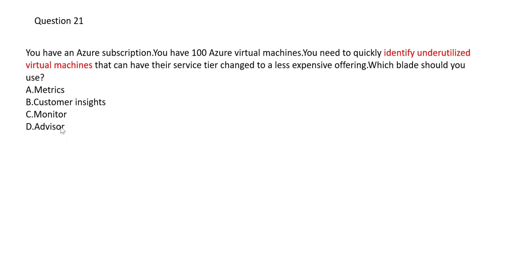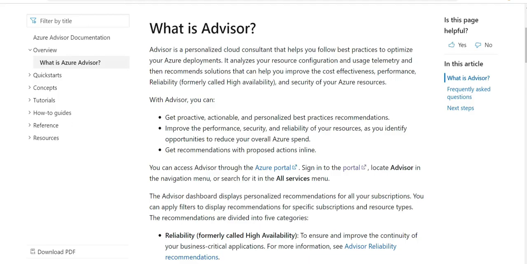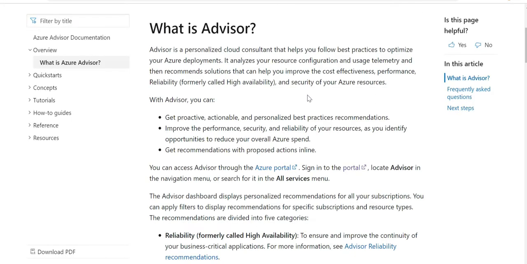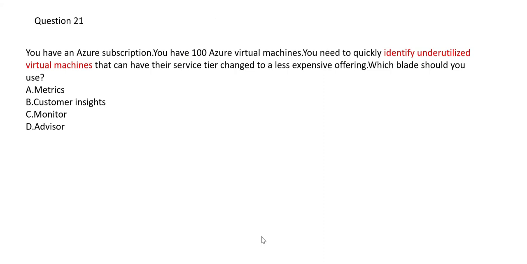Now let's look at Advisor first, option D. If you see this, it says it allows you to optimize your Azure deployments. The second thing it does is it analyzes your resource configuration and usage telemetry. Usage telemetry means it sees which ones are utilized fully, partially, and so on. These are usage telemetries like 5% and so on. And what it does is it improves cost effectiveness. That is what we need for this answer. So Advisor looks correct, but let's scan through other options.